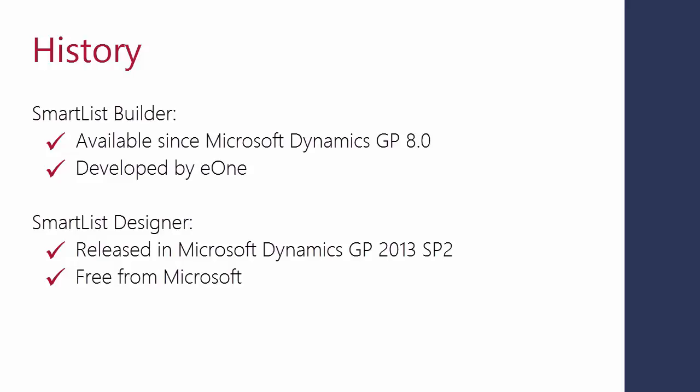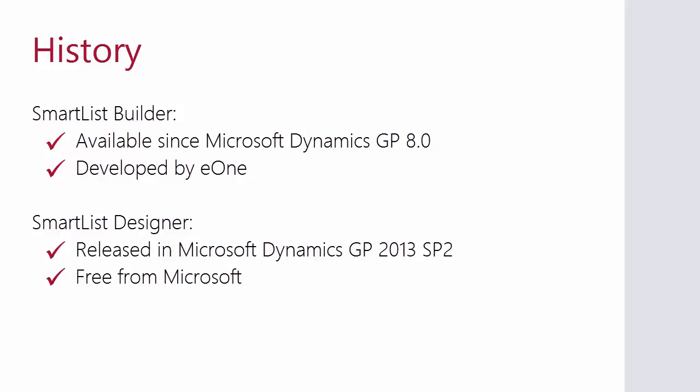We're going to start with a little history on the two products. SmartList Builder has been available since Microsoft Dynamics GP 8.0 and has always been developed by eOne Solutions, but was available from Microsoft for many years and in 2014 came back to eOne. SmartList Designer was released with Microsoft Dynamics GP 2013 SP2 by Microsoft.